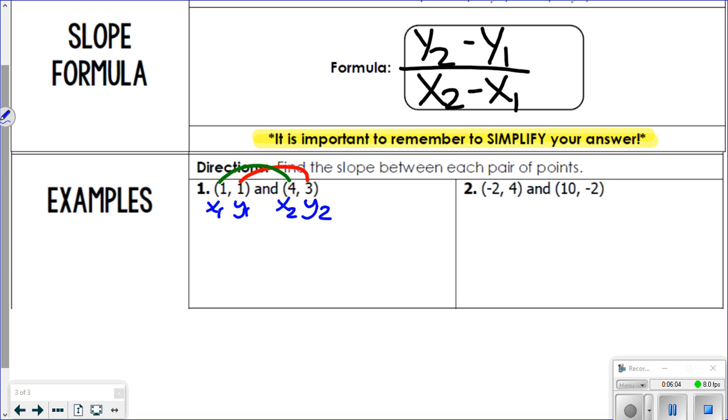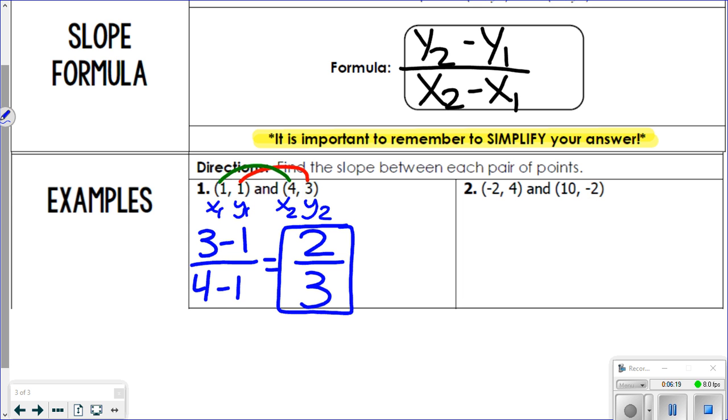So this is 3 minus 1 divided by 4 minus 1. 3 minus 1 is 2. 4 minus 1 is 3, and that's my final answer. Go ahead and box it in or circle it so it's easy for me to find, and that doesn't reduce or simplify, so you're going to leave it as that. Okay?